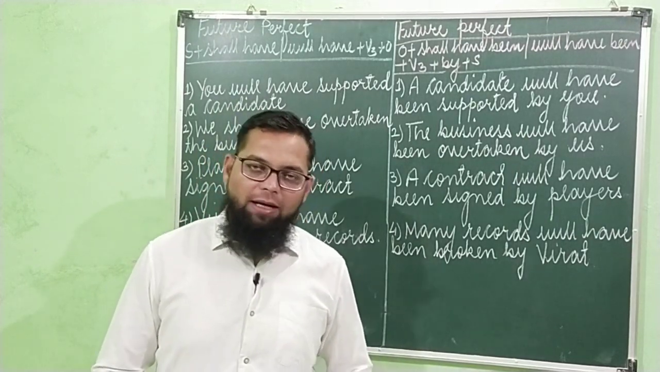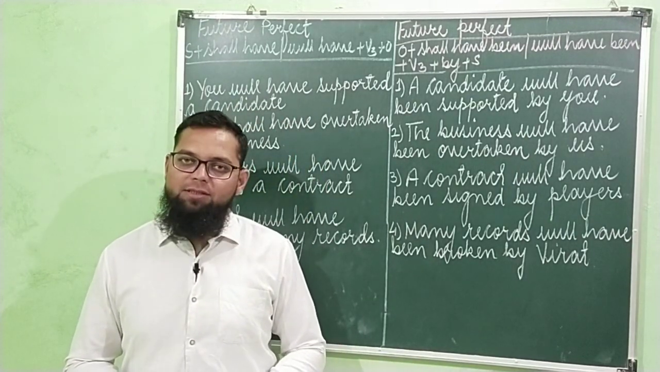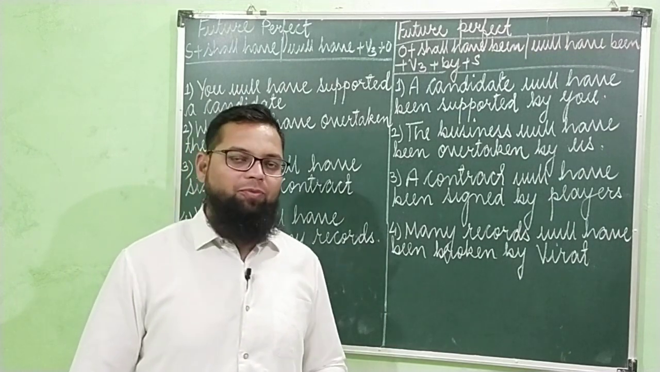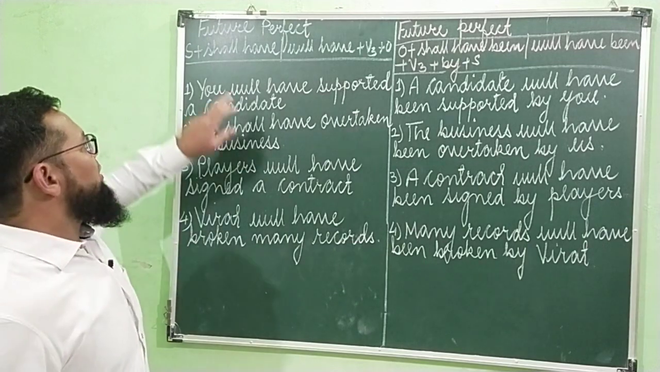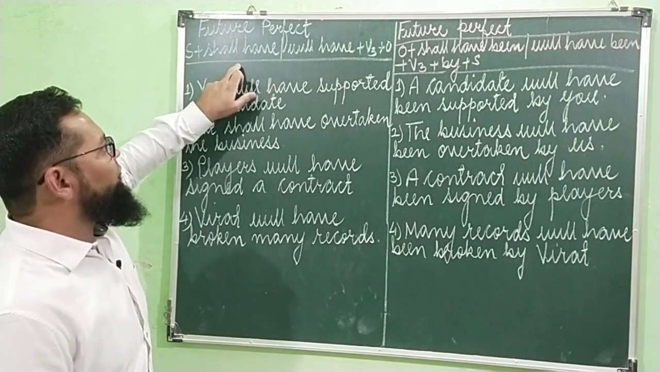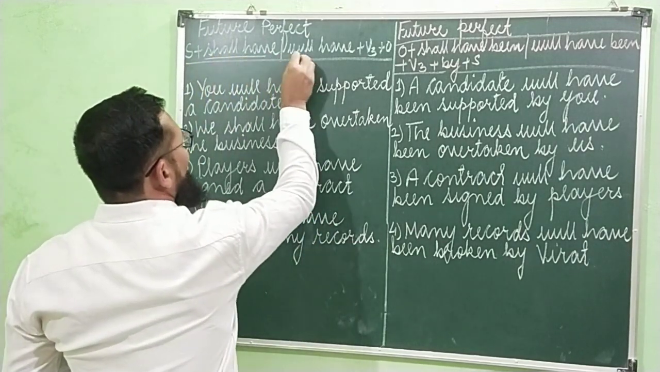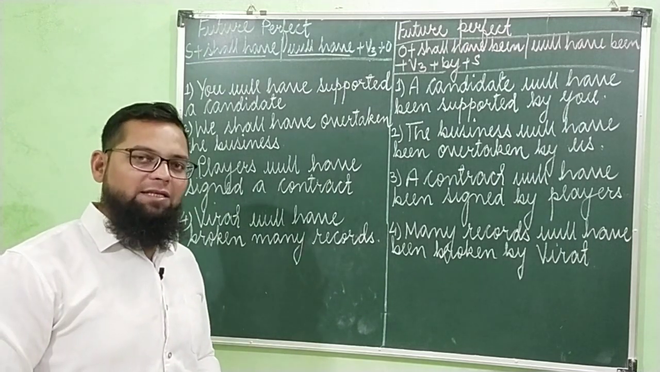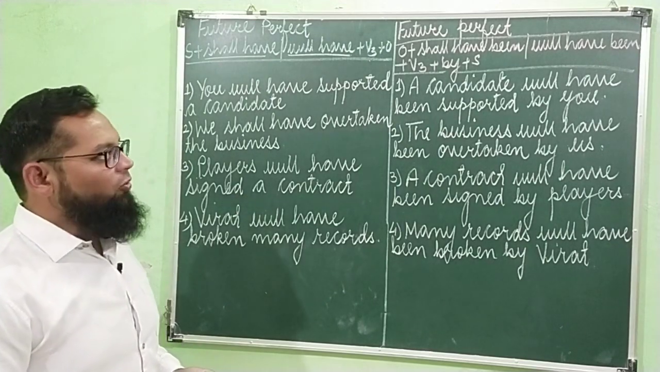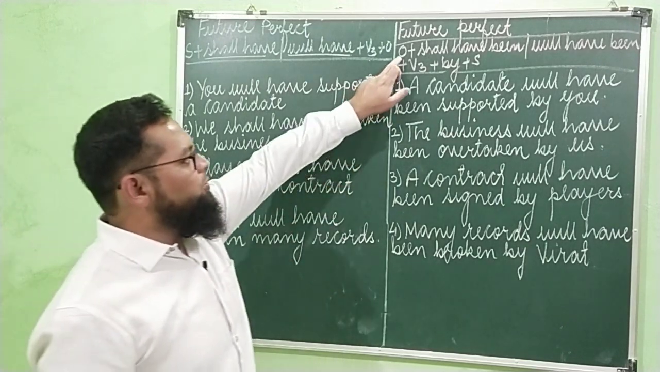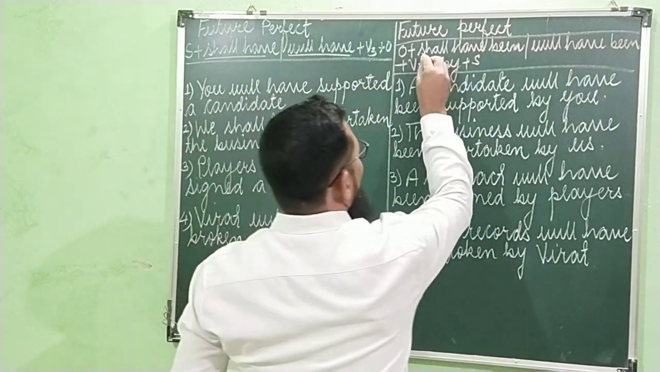Now let's have a look at the active and passive voice sentences of future perfect tense. First, we'll see the equation of future perfect tense. Active voice, subject plus shall have or will have plus verb in third form plus object. This is the equation of the active voice of future perfect tense. Future perfect tense passive voice equation, object plus either shall have been or will have been.